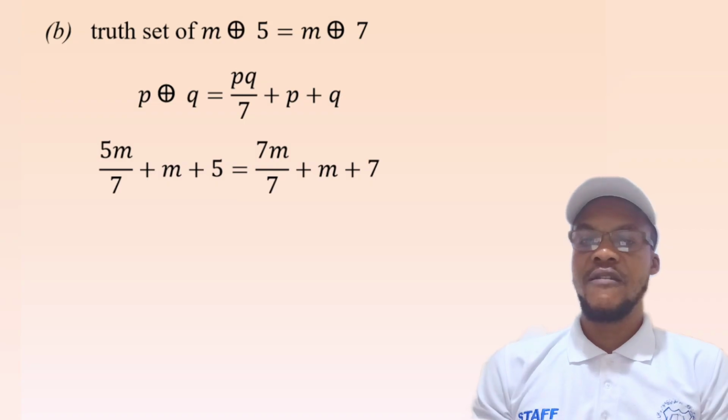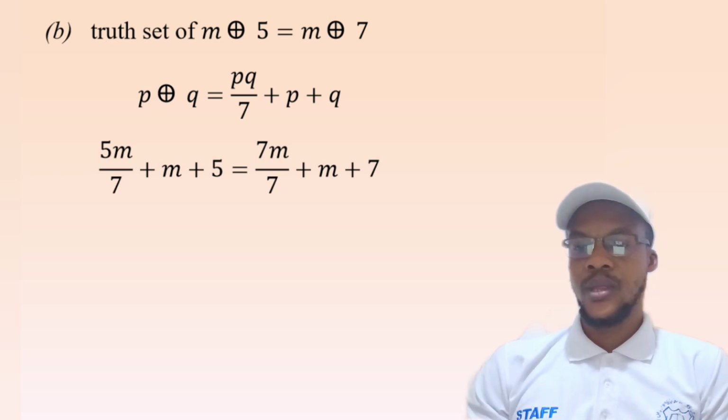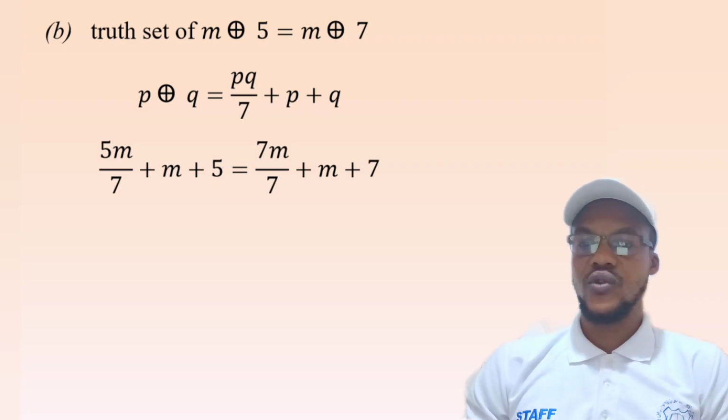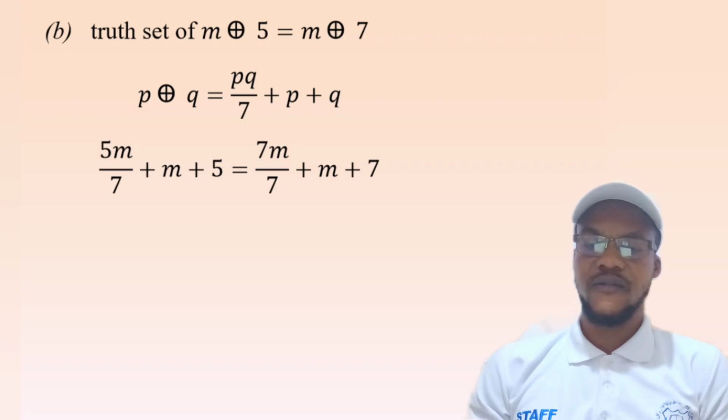So if that's the case, then this is what we have. We're going to have 5 multiplying M all on 7 plus M plus 5 is equal to 7M on 7 plus M plus 7. So this is what? Equations involving fractions.